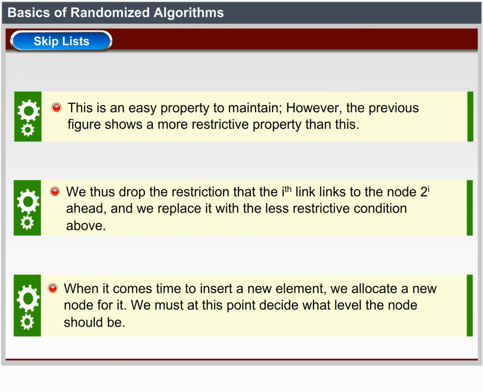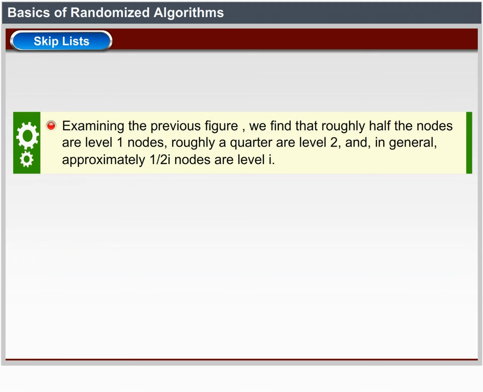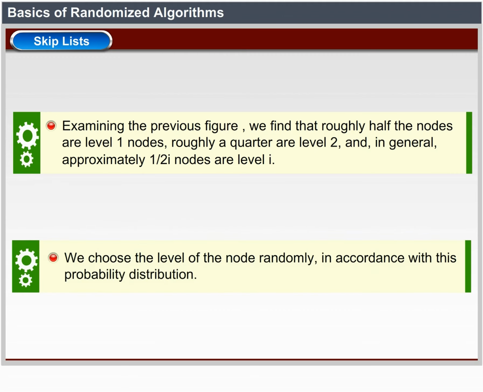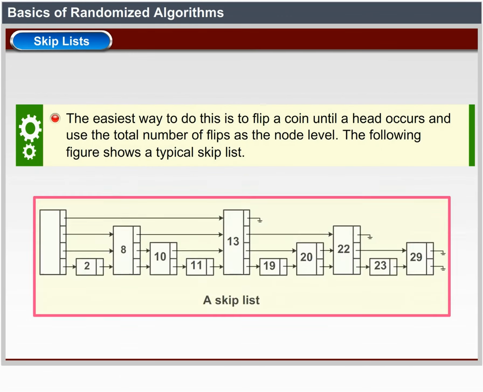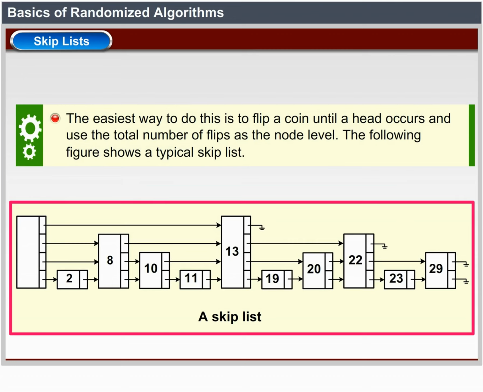When it comes time to insert a new element, we allocate a new node for it. We must at this point decide what level the node should be. Examining the previous figure, we find that roughly half the nodes are level 1 nodes, roughly a quarter are level 2, and in general, approximately 1 over 2 to the power i nodes are level i. We choose the level of the node randomly in accordance with this probability distribution. The easiest way to do this is to flip a coin until a head occurs, and use the total number of flips as the node level. The following figure shows a typical skip list.